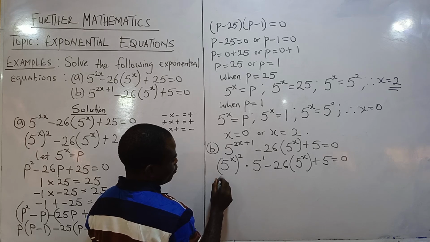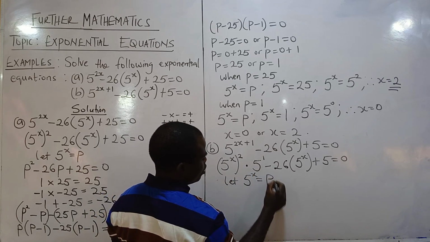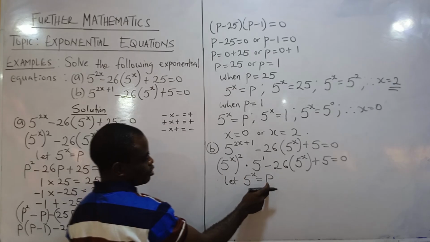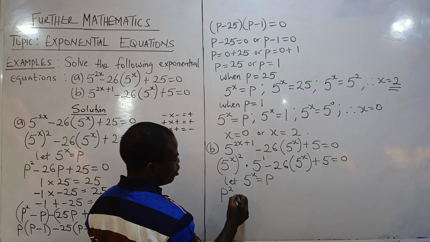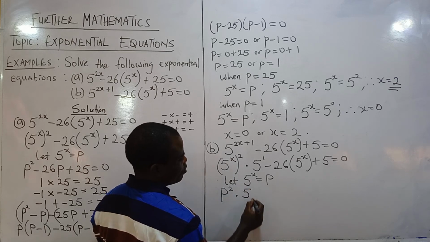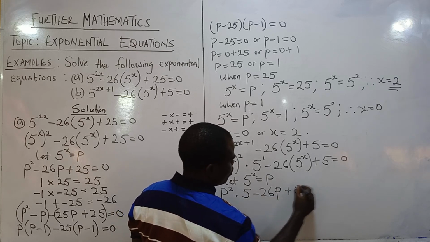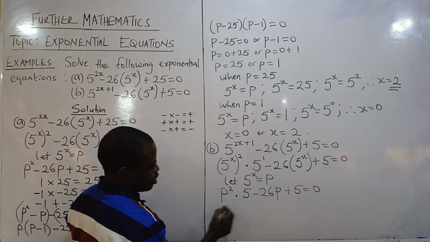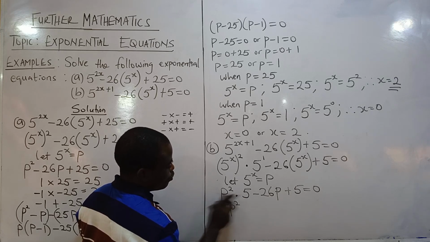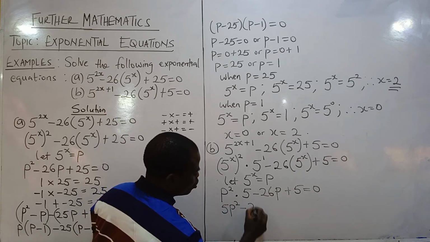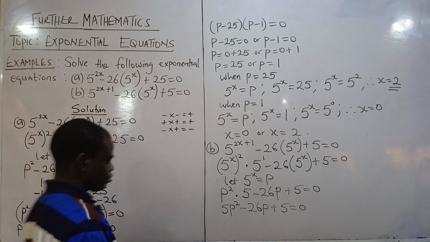Now select 5 raised by x equals p. Anywhere you see 5 raised by x, you replace with p. You have p squared, this one is p, multiplied by 5, minus 26p plus 5 equals 0. Now 5 multiplied by p squared, 5p squared minus 26p plus 5 equals 0.